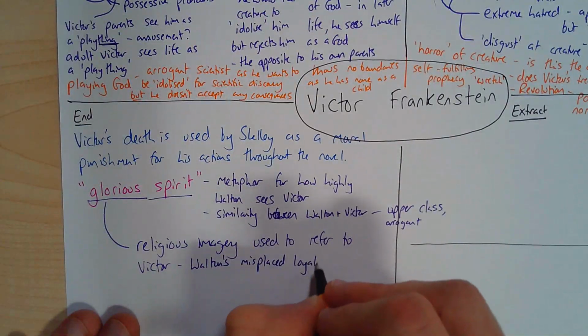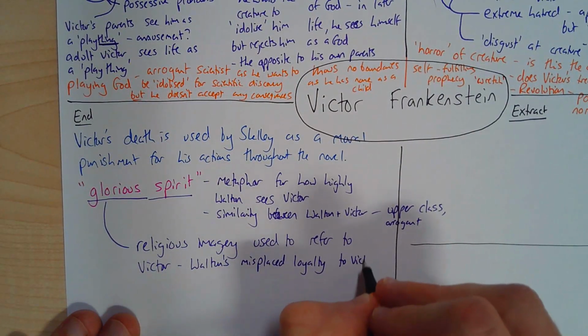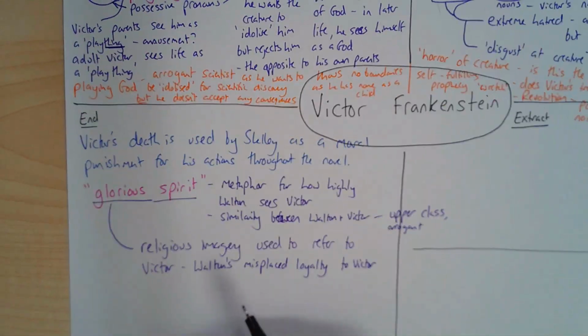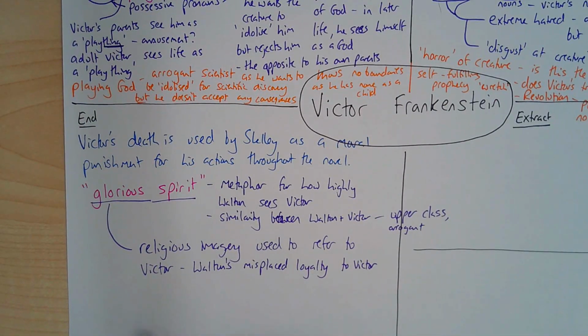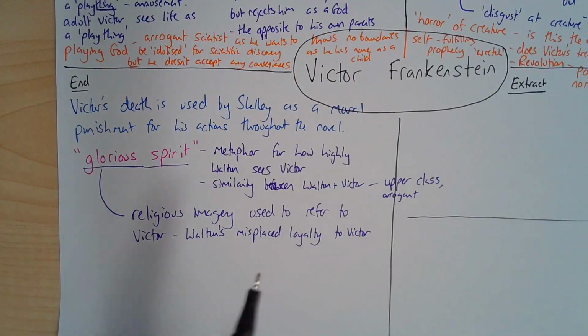loyalty to Victor. So, you know, Victor's arrogant, and to be honest, Walton eventually turns around. You know, the ice thaws, and they do kind of turn home, but only because his crew have forced him to mutiny. And previously, Victor has actually told his crew to carry on towards certain death, towards the North Pole. So Walton mistakenly sees him as this.